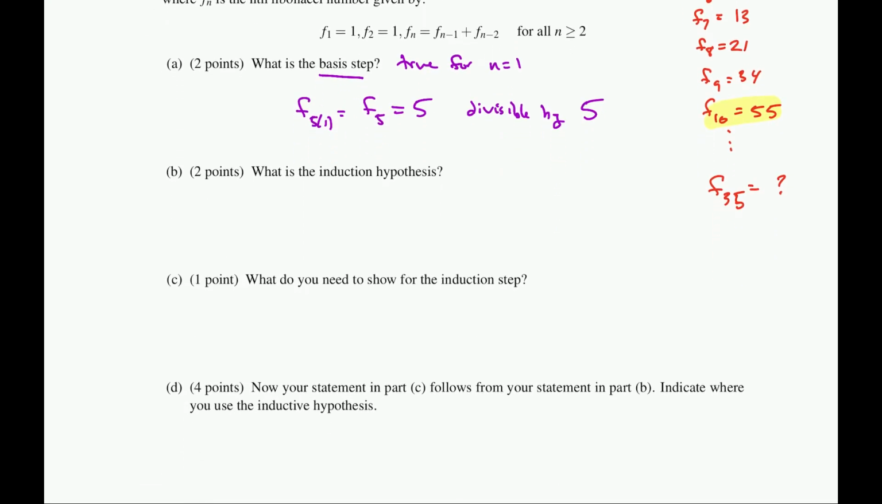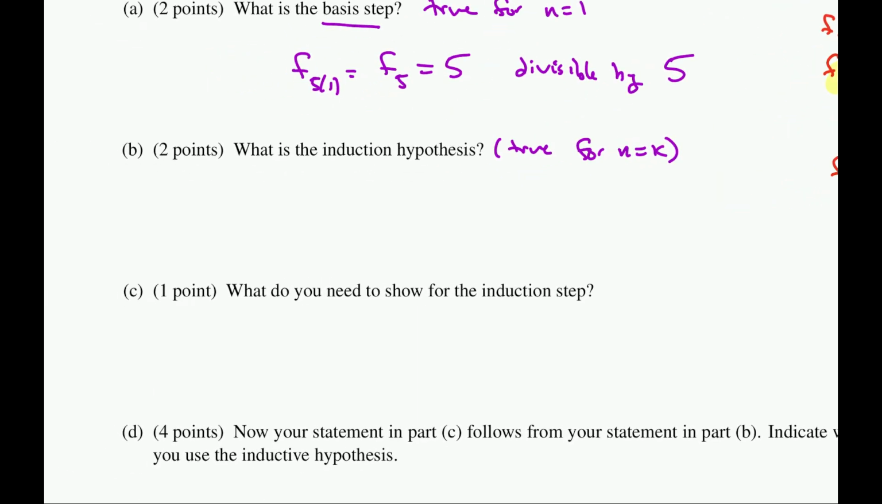Now for the induction hypothesis, I don't think we need strong induction here. I think we can get away with regular weak induction. So for our induction hypothesis, we just want that it's true for n equals k. So that's all we want. What would that mean? We would say assume that f5k is, well, it says it in words, is divisible by 5.